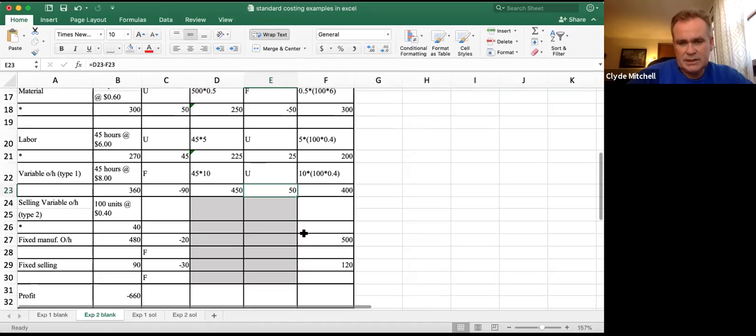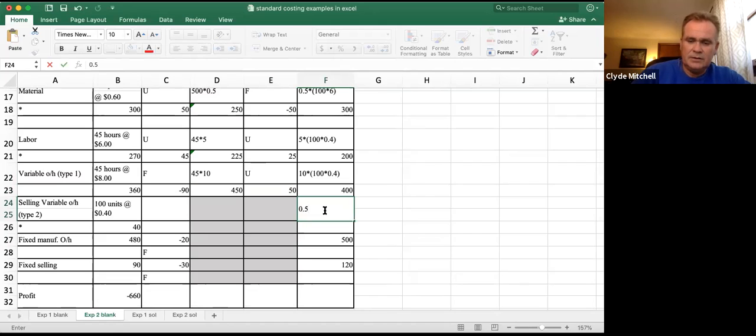Then finally, variable selling overheads. We are looking at the budgeted rate of 50 cents multiplied by the units we sold, which is 100. You don't have to multiply by 1 because there's 1 sales commission per unit. So that's going to be 50. Our variance is equal to actual minus standard, and it's $10. It is favorable because it was 40 cents a unit. It should have been 50 cents.